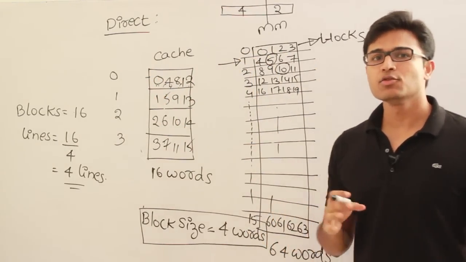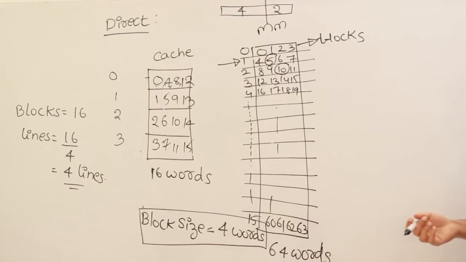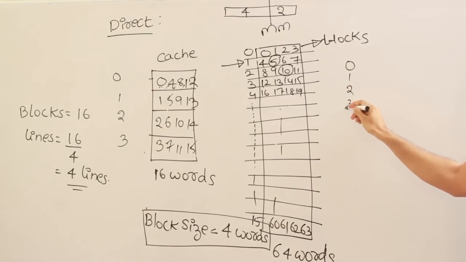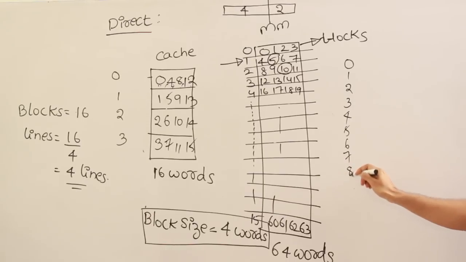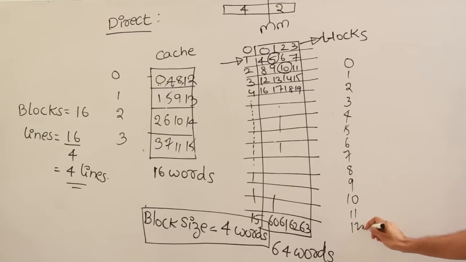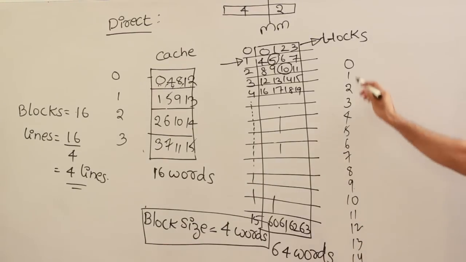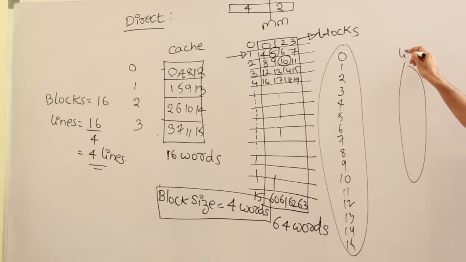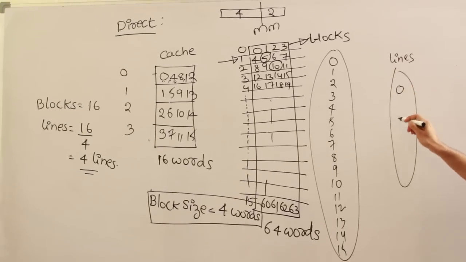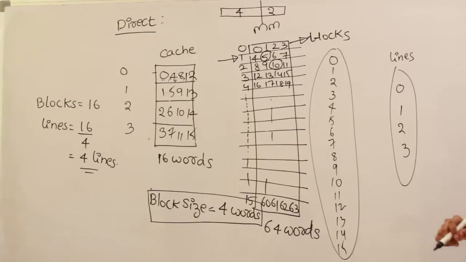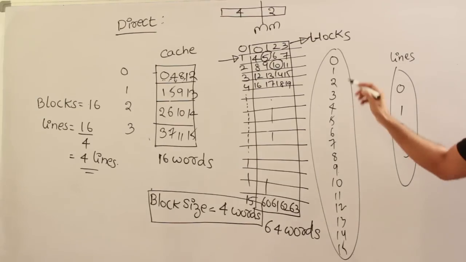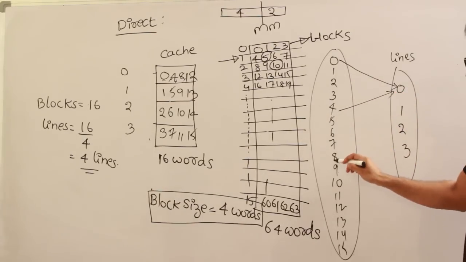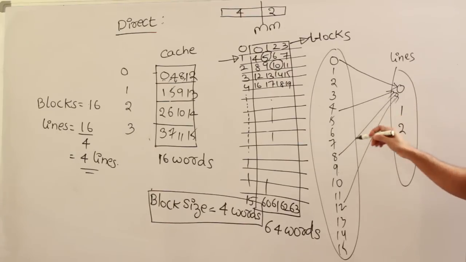Which means it is a many to one function. So what is a many to one function? You can think of it like this. I have blocks 0, 1, 2, 3, 4, 5, 6, 7, 8, 9, 10, 11, 12, 13, 14, 15. These are all the main memory blocks, right? And how many lines do I have in the cache? 0, 1, 2, 3, right? Now I'm going to have this as a many to one function, which means 0 is mapped to 0, 4 is mapped to 0, 8 is mapped to 0, and 12 is mapped to 0, right?